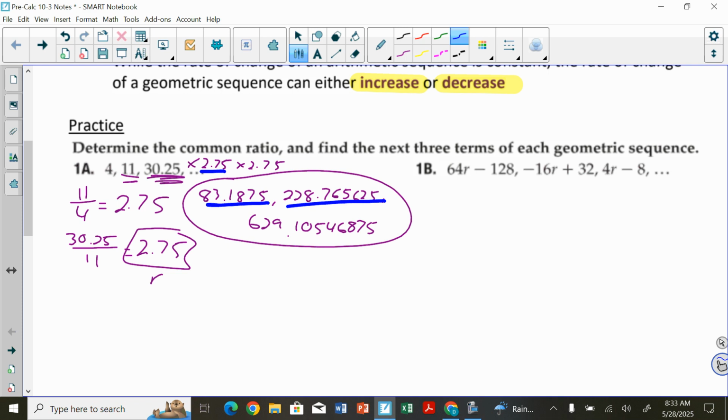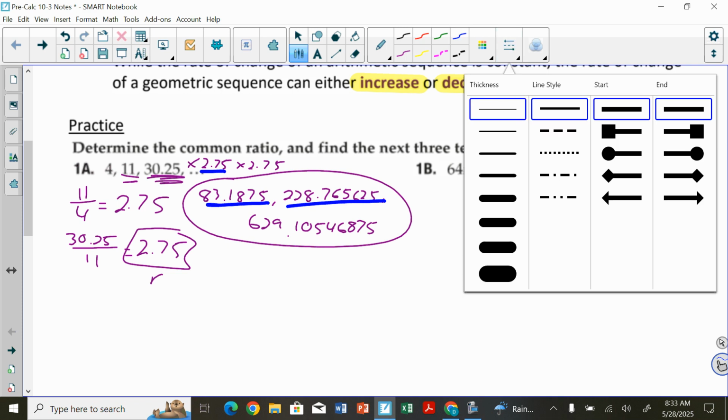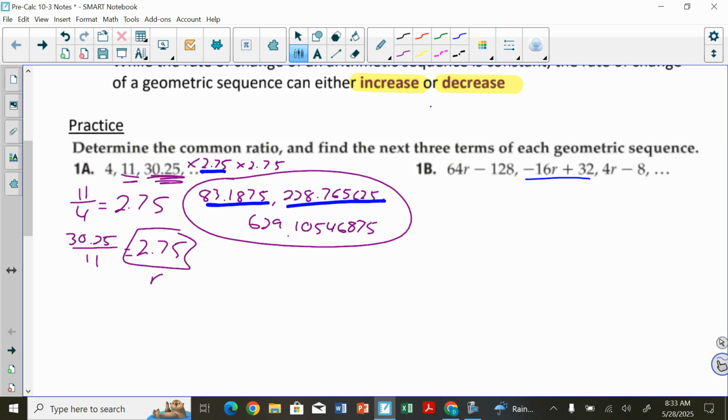Now we have some variables in there. Same thing, no big deal. We're just going to go ahead and divide. I have to take the second term and divide it by the first: 16r plus 32 divided by 64r minus 128.